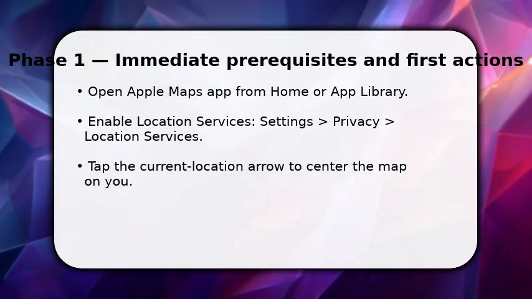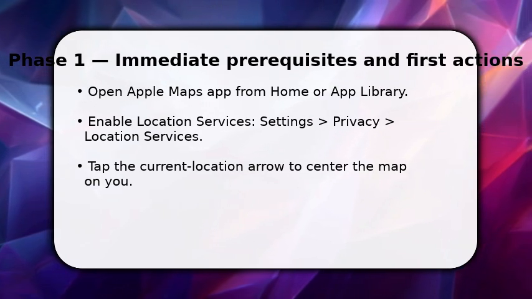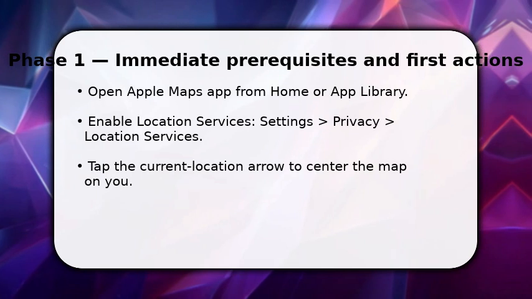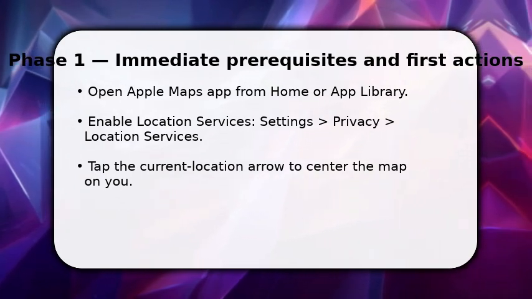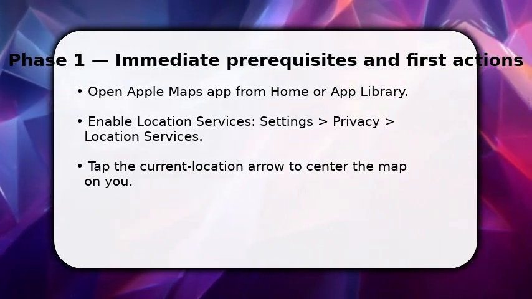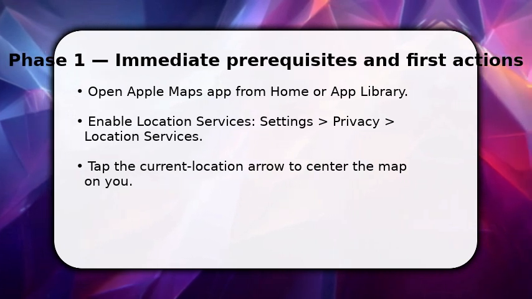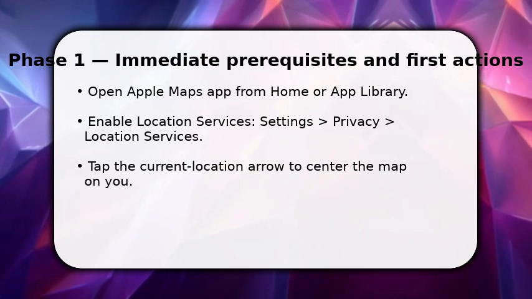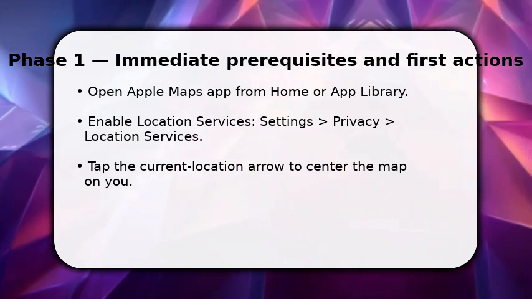You'll begin by opening Apple Maps and making sure location services are active. This gives accurate positioning. Once done, tap the small target or arrow icon to center the map on your current position. If you're searching for another place, tap the search bar at the top now, because that's where you'll type the name, address, or paste coordinates.